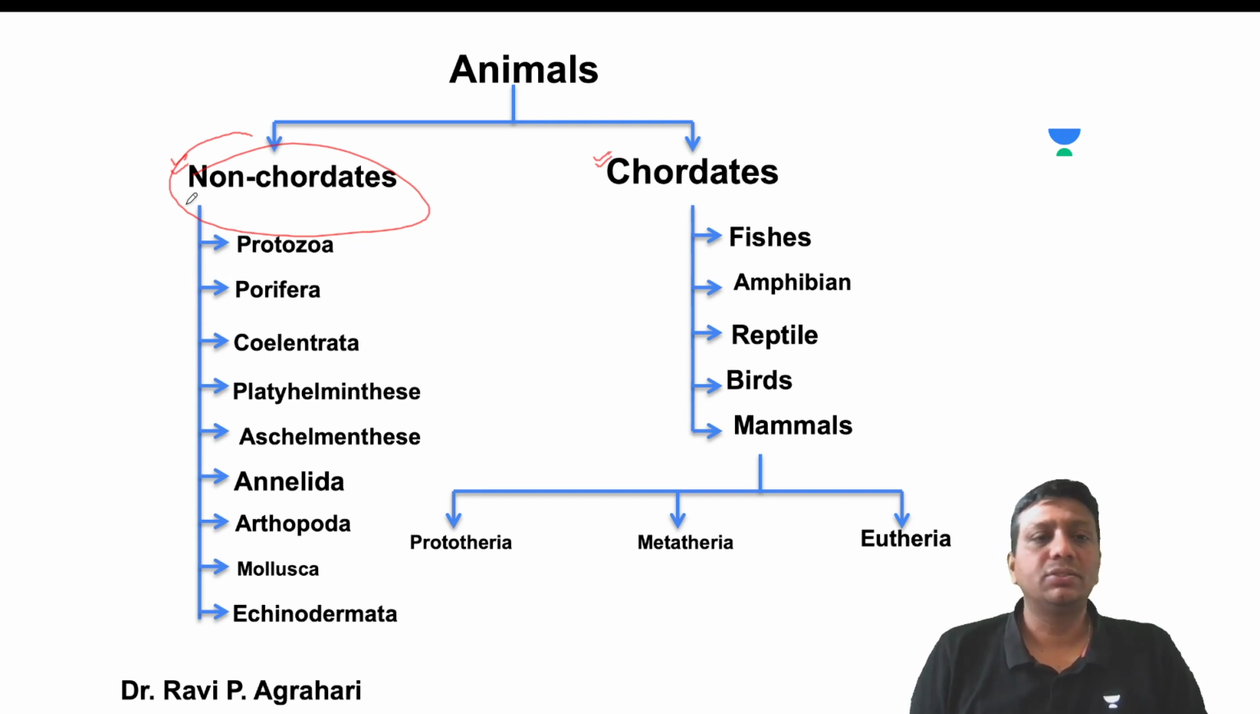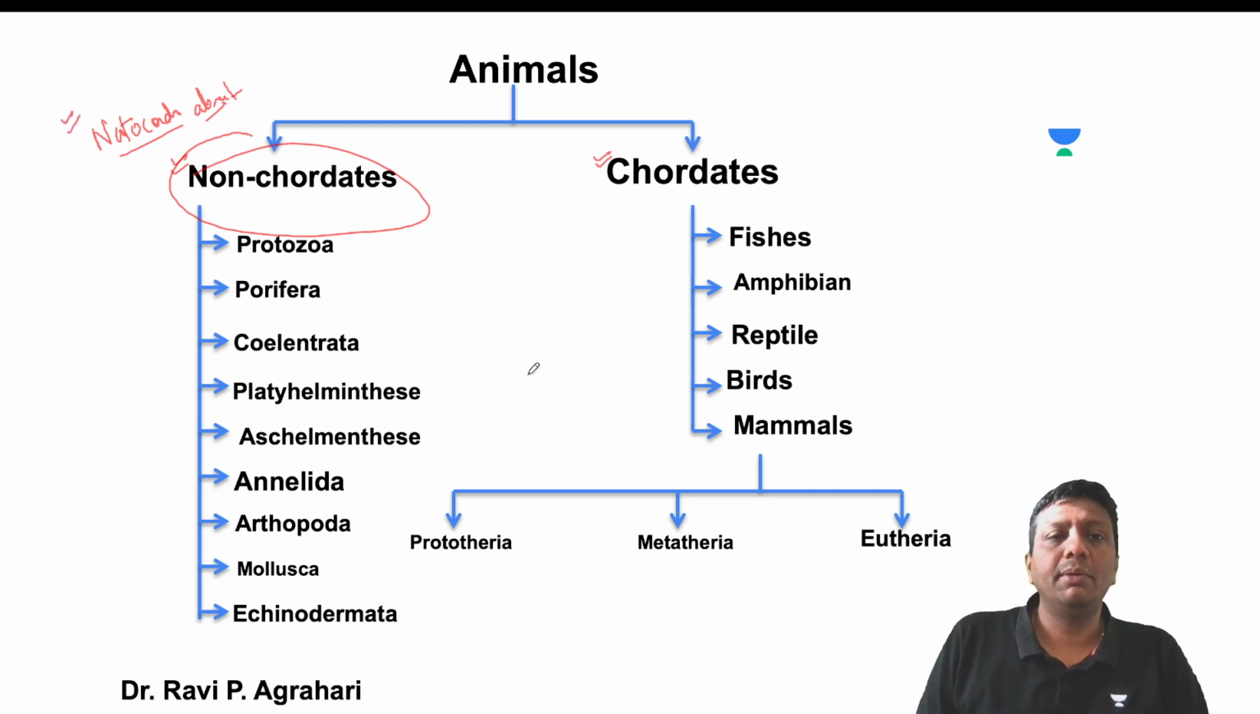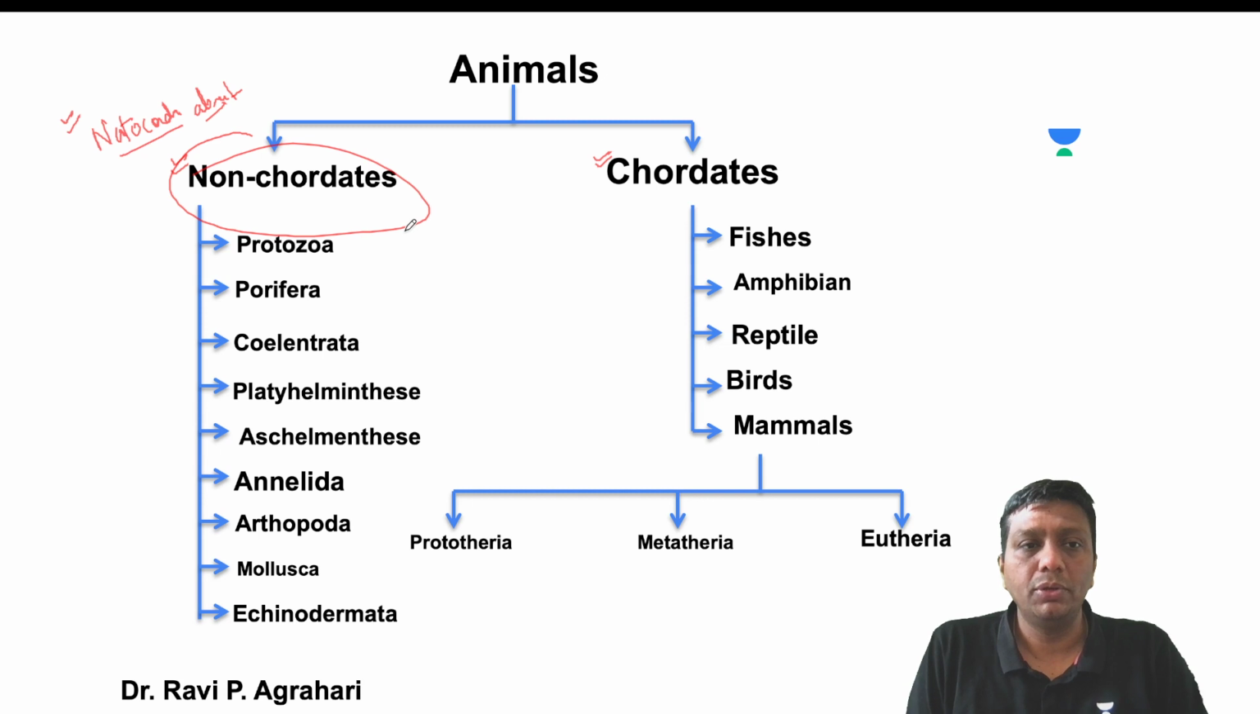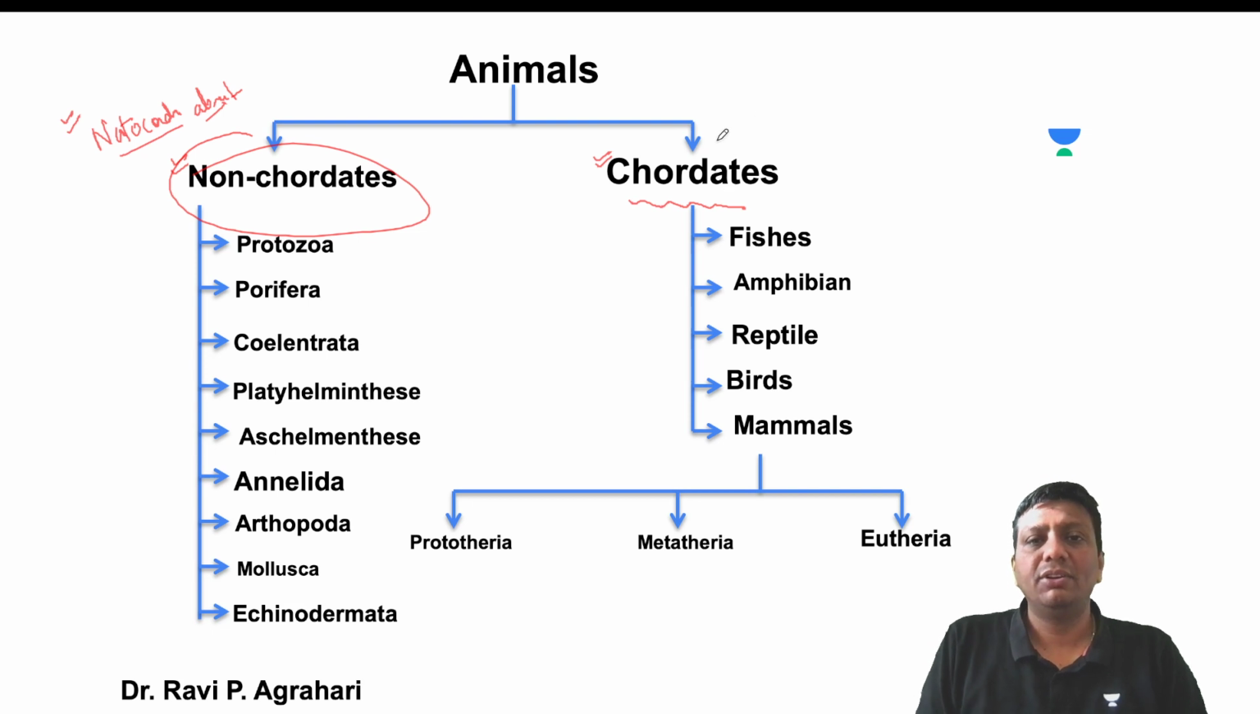Non-chordates are animals where the notochord is absent. Notochord is a kind of tissue available inside the backbone. So these are the animal groups where the notochord, meaning the backbone tissue, is not there. But in chordates you will see the presence of a notochord. It means you get a backbone, and within the backbone there is a soft tissue, the notochord.